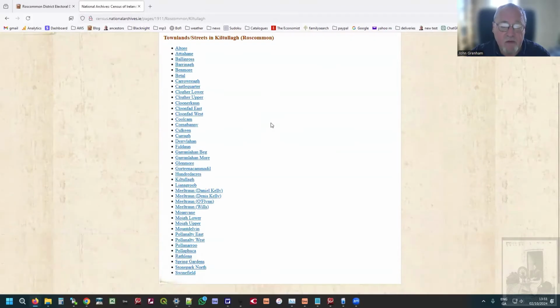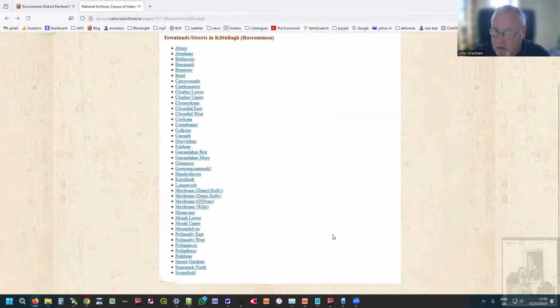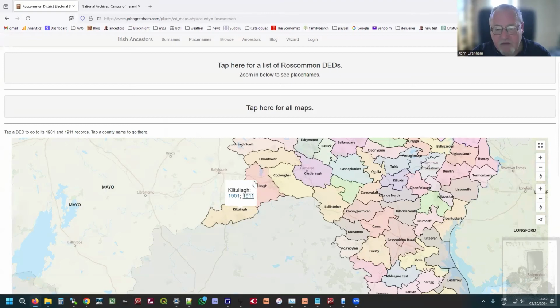DED. Here we are. There's Barina. I'm not even sure that's how you pronounce it. And there they are. There's nothing on this website, which is a wonderful website and the font of all wisdom and knowledge, but there's nothing on it to say that those two townlands are adjoining or that these two district electoral divisions are adjoining. So that's the usefulness of knowing the district electoral divisions.